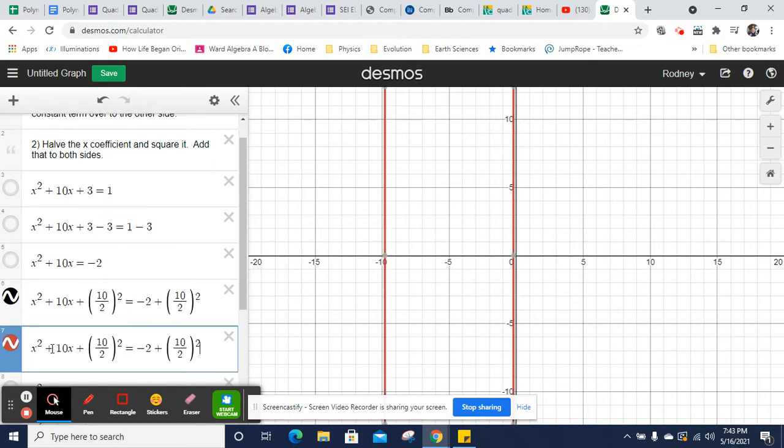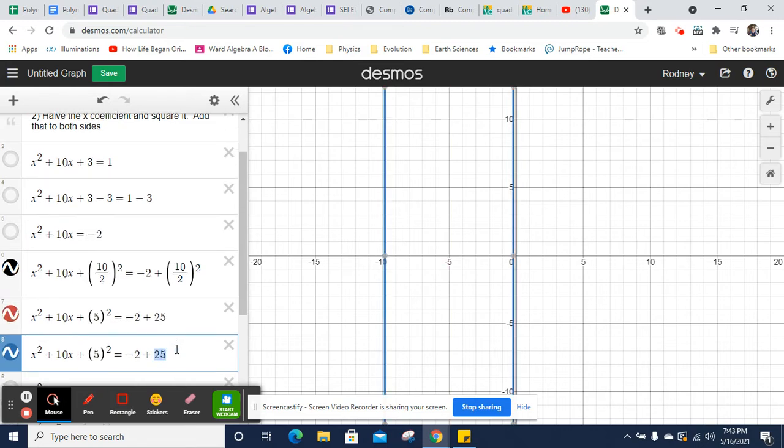So let's go ahead and clean that up. 10 over 2 is, of course, 5. And I'm going to leave that as 5 over there. Over here, on the other hand, I am going to have to finish that. So that's going to be 5 squared, which is 25. And I will simplify that by adding it all together. That's going to be negative 2 plus 25, which is 23.